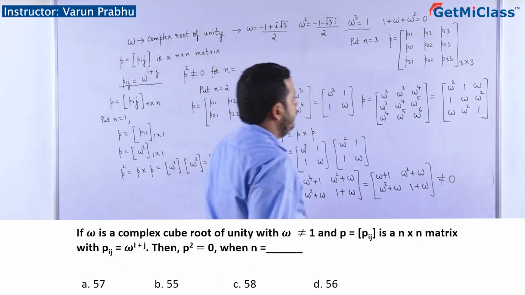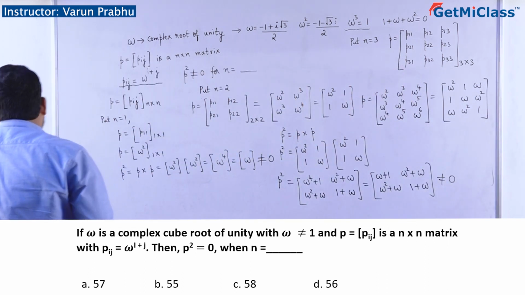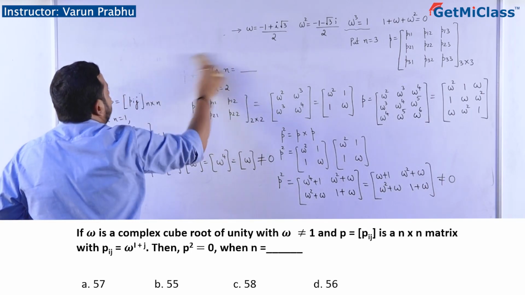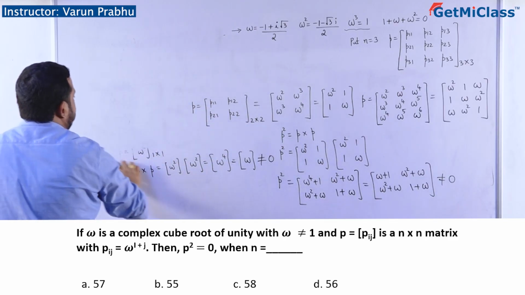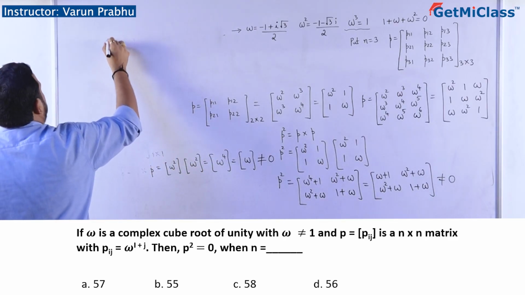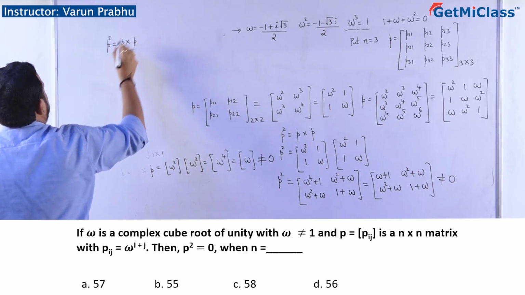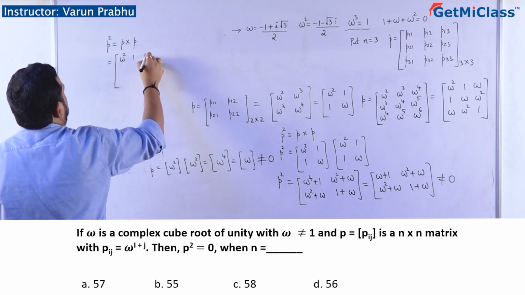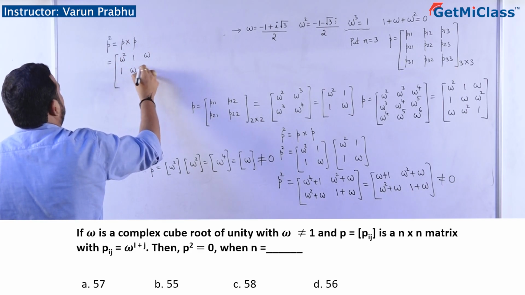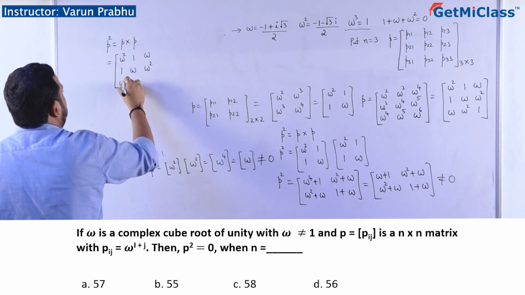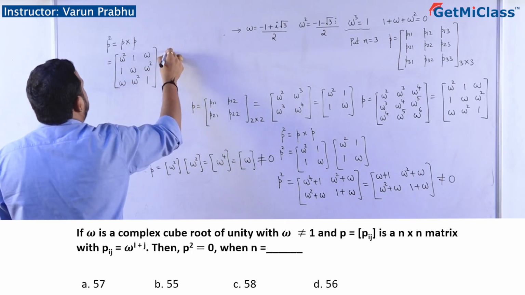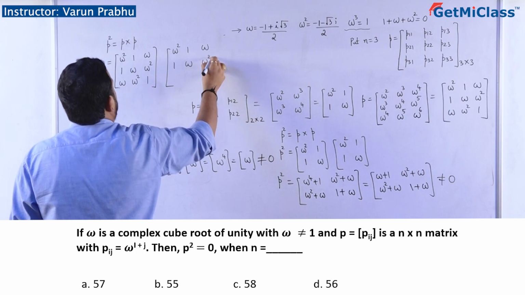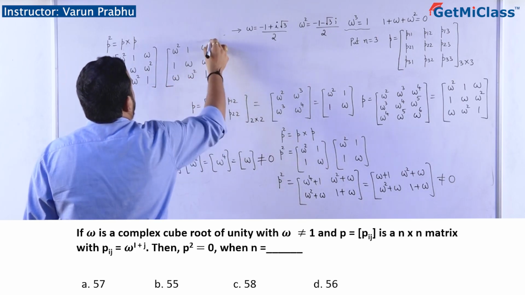Now our job is to find out the value of P square. So let's find out the value of P square. P square can be written as P into P. What is the answer that we get now? P square is P into P: omega square, 1, omega, and so on, multiplied by the same matrix. Correct?